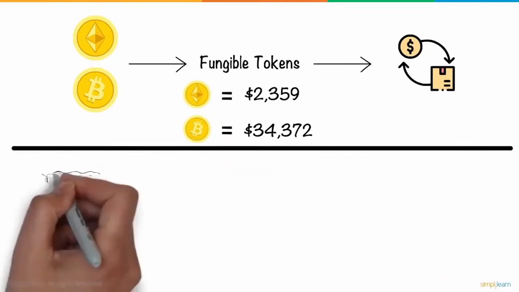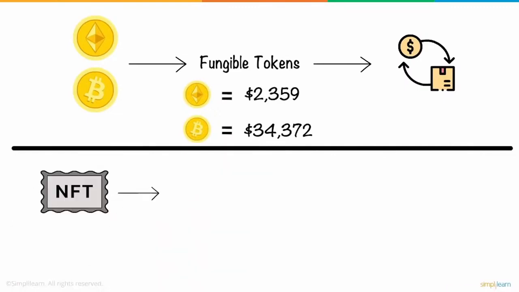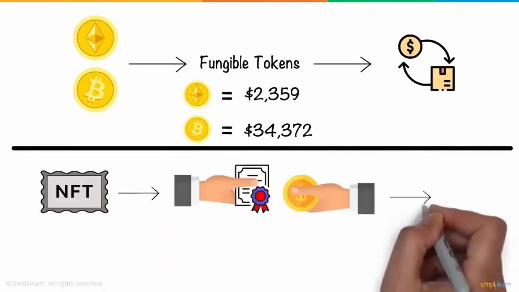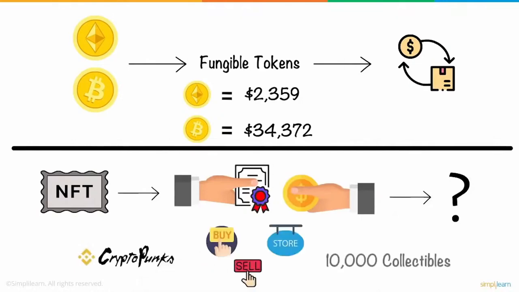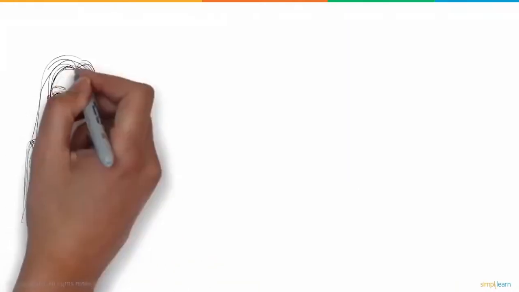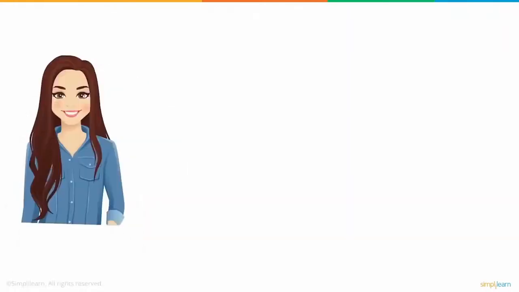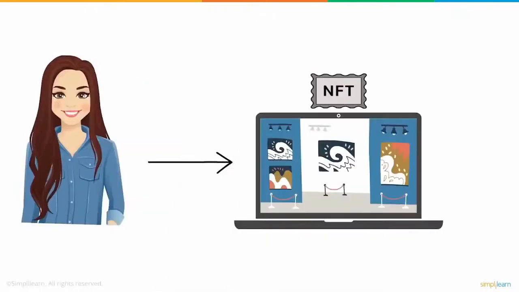On the other hand, NFT is a unique token. Therefore, if you try to trade it, you may end up with something completely different in your hands. CryptoPunks is a remarkable example of NFT. It enables you to buy, sell, and store 10,000 collectibles with the proof of ownership being stored on the Ethereum blockchain. After exploring how NFTs work, Susan was convinced and bought NFTs for all her paintings.